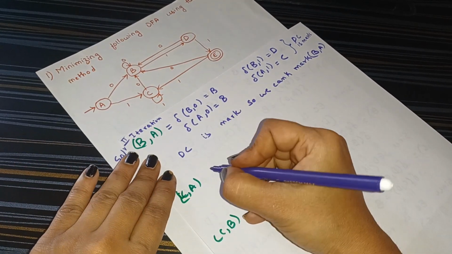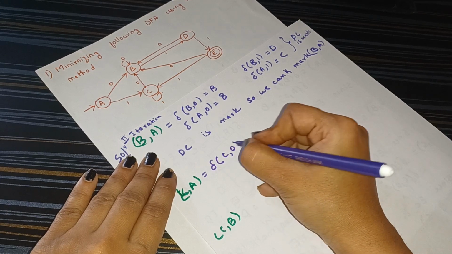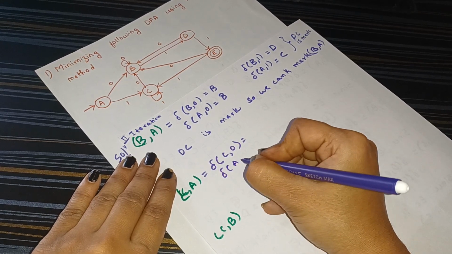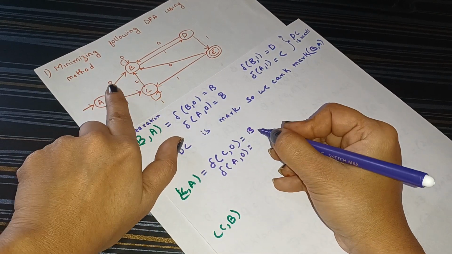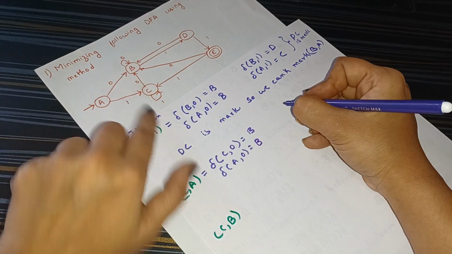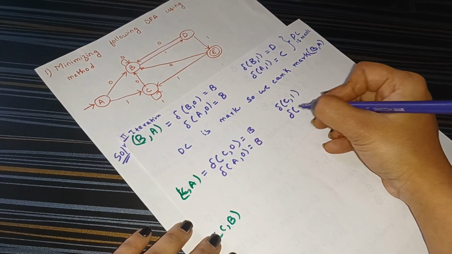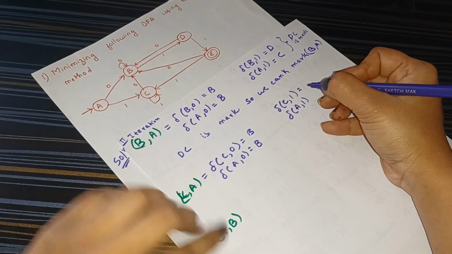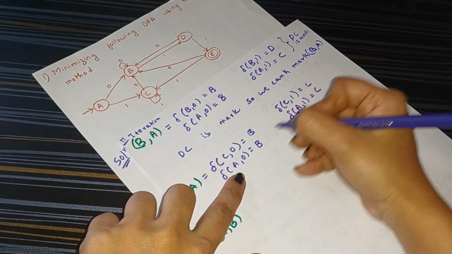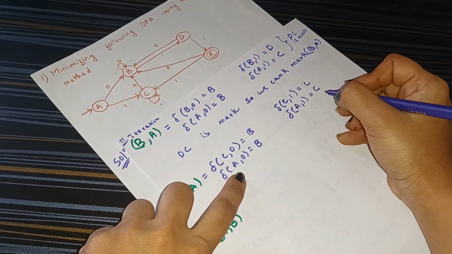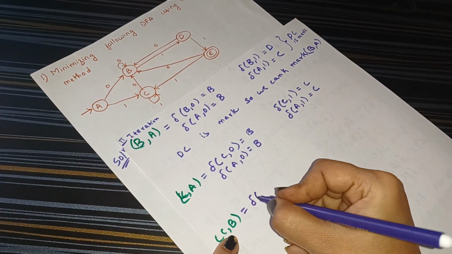So delta transition of C on 0 and delta transition of A on 0. C on 0 it is going to B, A on 0 it is going to B. Next, delta transition of C on 1 and delta transition of A on 1. C on 1 it is going to C, A on 1 it is going to C. Since BB and CC both are not present in the table itself, we should leave this CA unmarked only.